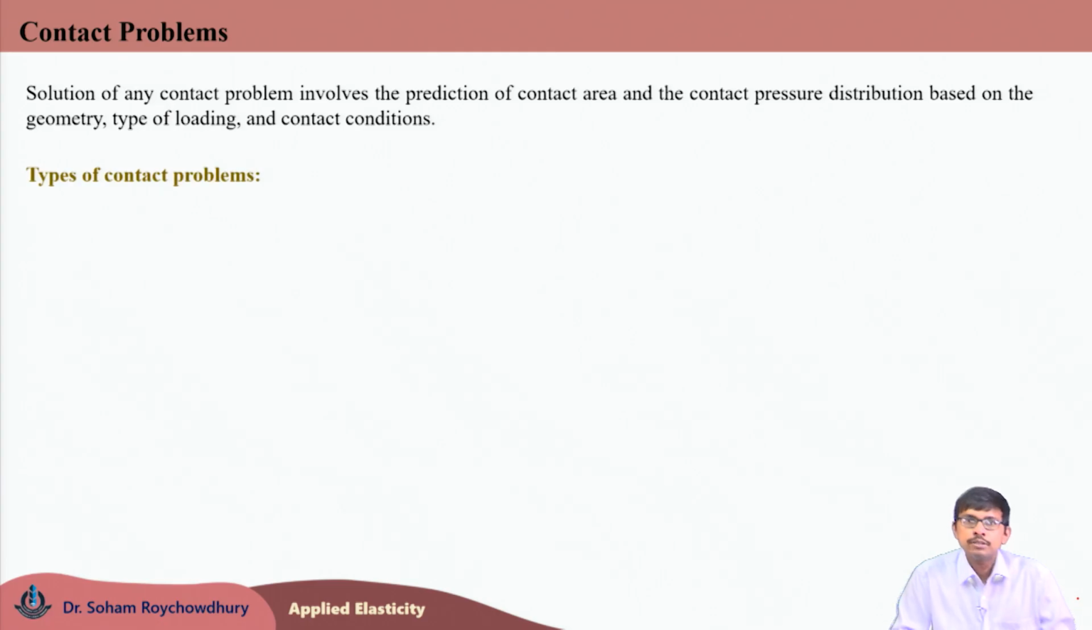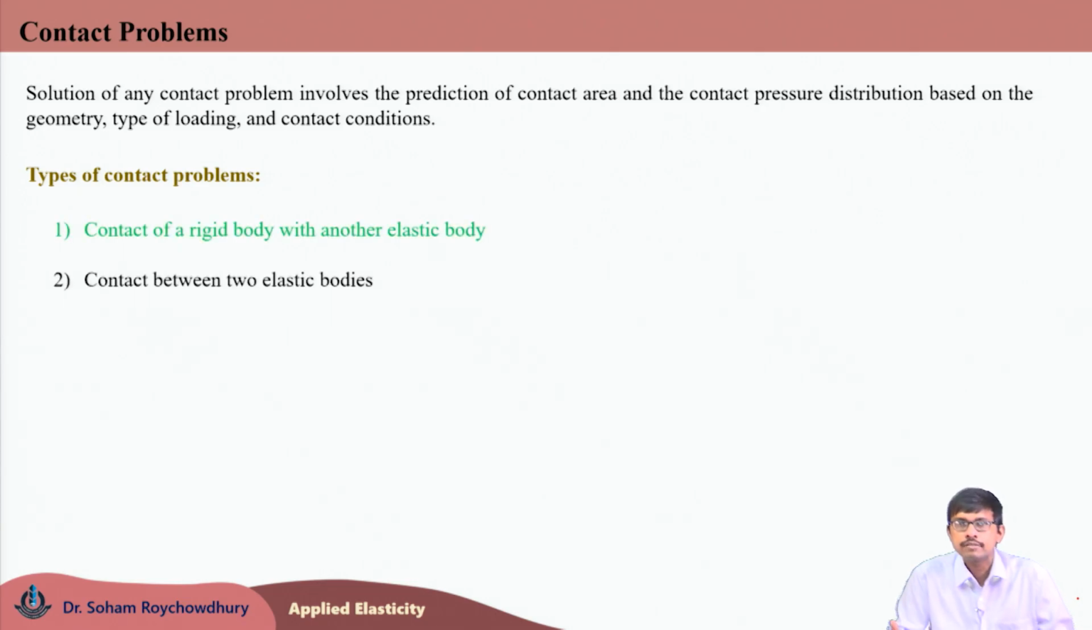Now, two types of contact problems we can broadly classify. One is contact between one rigid body with one elastic body, another is contact between two elastic bodies. In the previous lecture, we had discussed about the contact of a flat rigid indenter with an elastic half space, which falls under the first category of class of contact problem. Now, in today's lecture, we are going to talk about the contact between two elastic bodies.